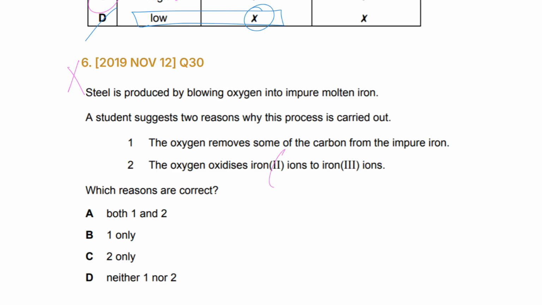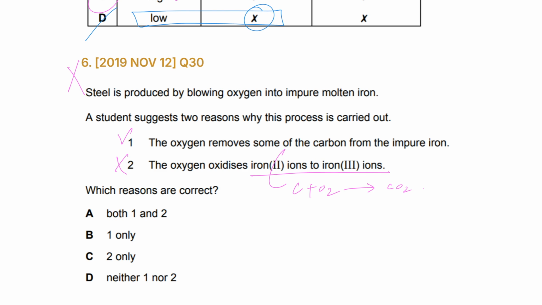That's basically true because the impure iron contains carbon, and the oxygen reacts with it to give you carbon dioxide. So that's true, but this is no longer a part of your course. The oxygen oxidizes iron to iron 3 plus ions. That's not what happens. Why doesn't that happen? Because it's already iron 3 plus ions, but who cares?